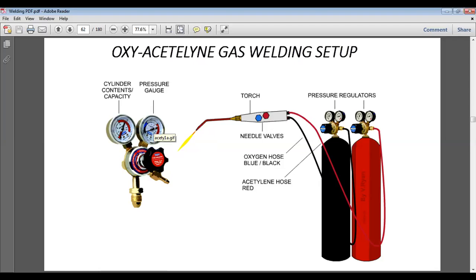Initially the pressure is very high, and when the acetylene or oxygen is consumed, it decreases slowly and comes to zero or atmospheric pressure. At that time there is no pressure in the oxygen or acetylene. That means it is empty, and again we have to refill or replace these oxygen and acetylene cylinders.